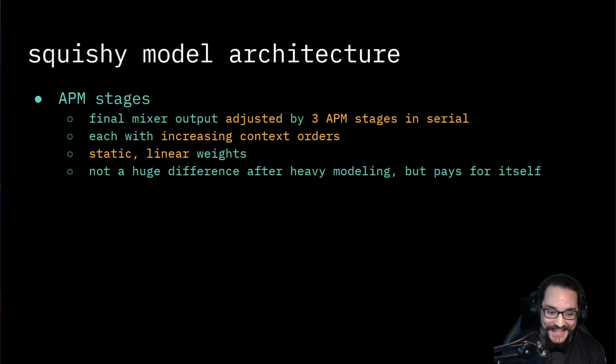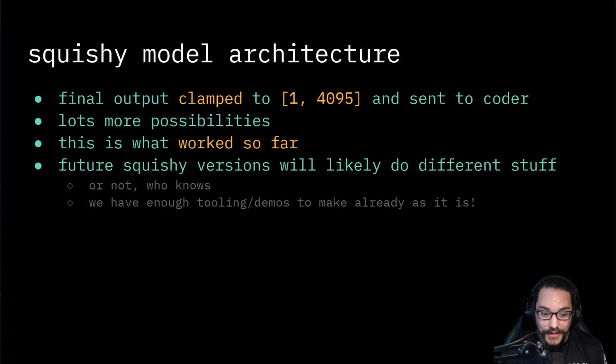Additionally, after all the mixing, there are 3 APM stages that are run in serial. This is just some kind of post-processing on the weight. These each have increasing context orders, and they're static linear weights. And the weights are actually quite low. So there's not a huge difference after all the heavy modeling that we've done when we apply the APM, but it still does pay for itself. It's cheaper to have the code for this and to do it than to not do it. So it pays off. After that, we finally get the final prediction, and then that output is clamped in this 1 to 4095 range, and then we send that to the coder.